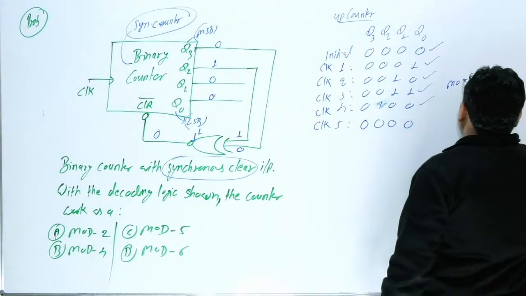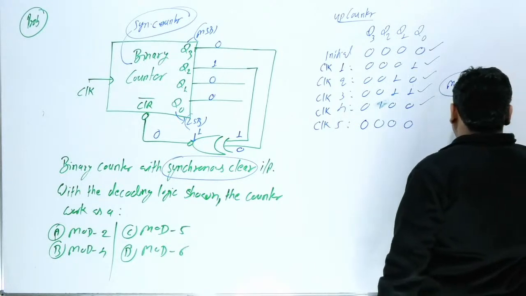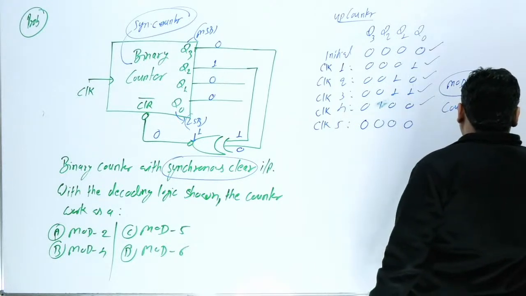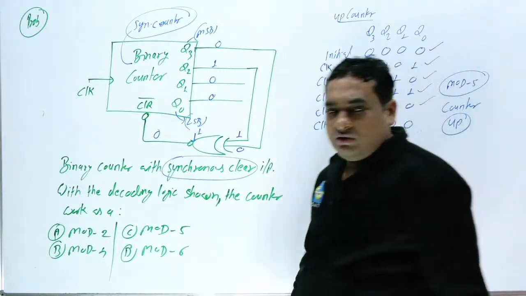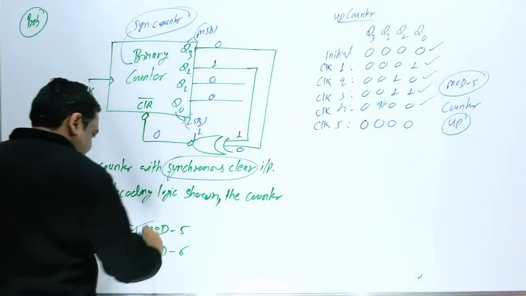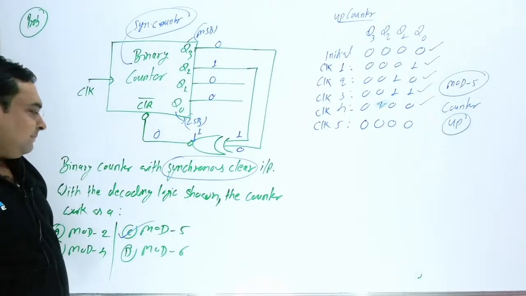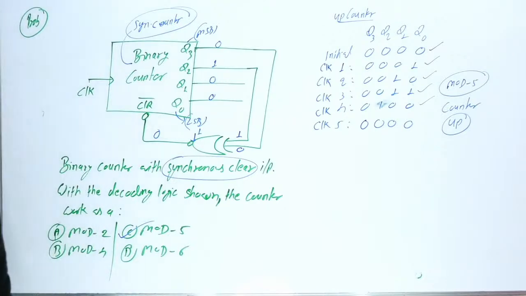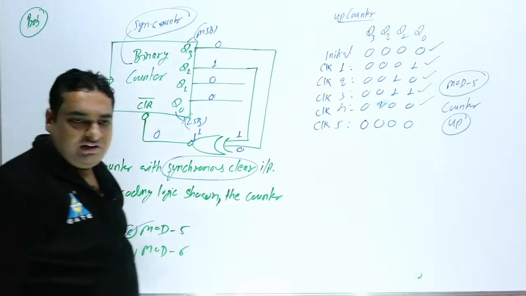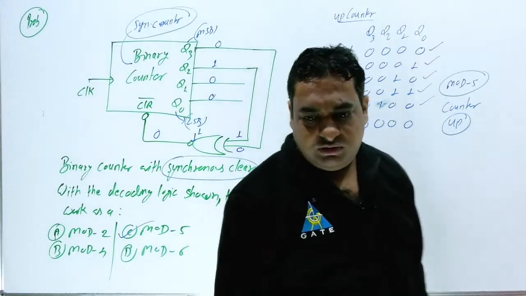So this is nothing but a mod 5 counter. Is this an up counter or a down counter? This is an up counter. This is a mod 5 up counter. Okay, easily we can handle this category of question.